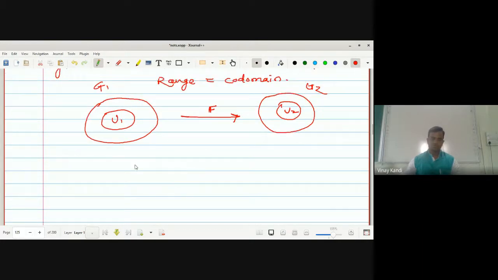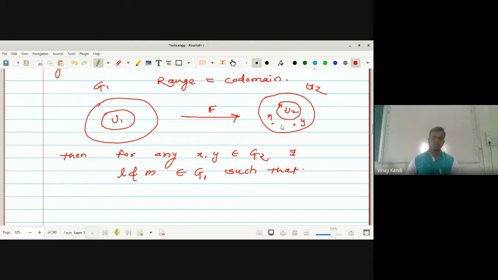So look here. Since f is an onto homomorphism, for any x and y belonging to G2, there exist l and m belonging to G1 such that... Since range is equal to codomain, every image will have a pre-image. At this point there will be a pre-image somewhere, and at that point too. Suppose these are l and m.